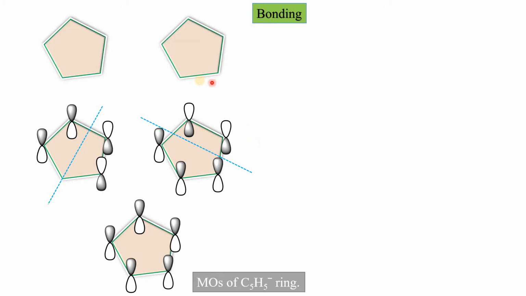Then going to the higher molecular orbitals, these also can be drawn in two ways. So there is zero nodal plane, one nodal plane, and here we can draw the two nodal planes. The first is very simple. Just draw a line like this and another line like here. This is one way to draw the two nodal planes in the Cp ring. The other way is like this.